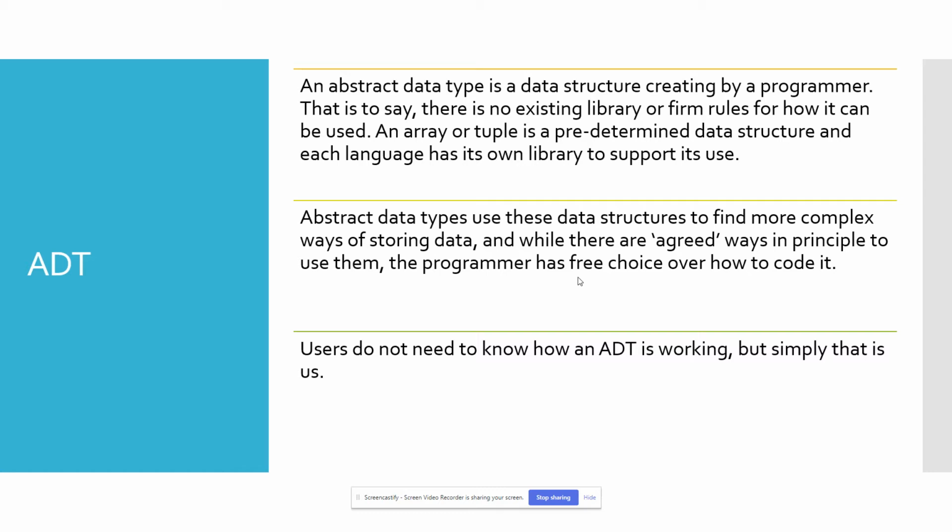We just use .append, pass the item through, and it will just be added to the list. And using that concept, this is the idea of an abstract data type. It does actually use existing data structures, normally arrays or lists, but it finds more complex ways of storing data. So there are agreed ways in principle to use them, and agreed ways that we would say, right, for that to be a stack, you would do it this way. But the programmer has free choice in ultimately how to actually write the code to do that. Users do not need to know how it's working, but just simply that it is.